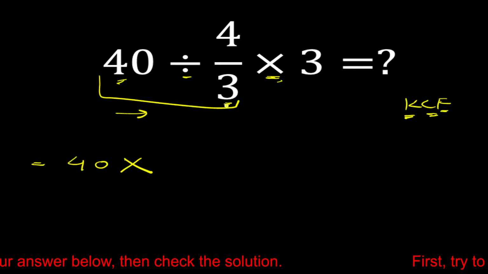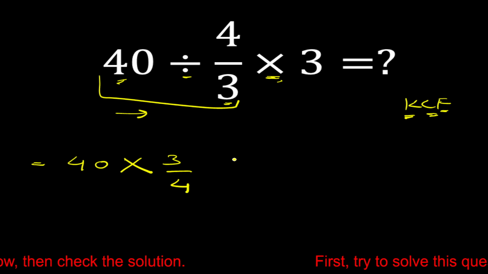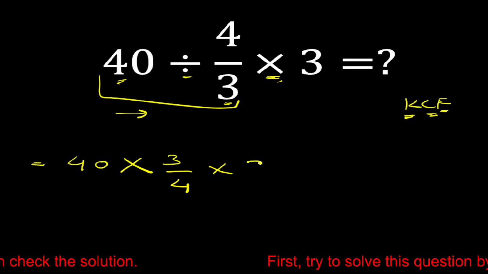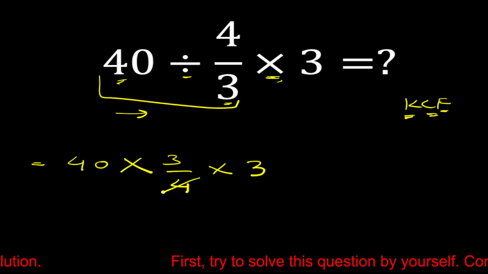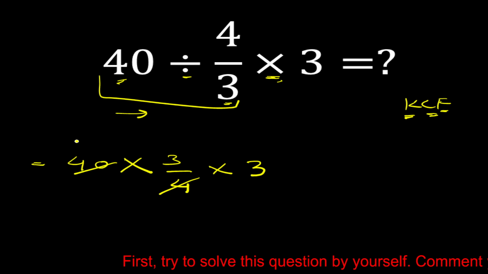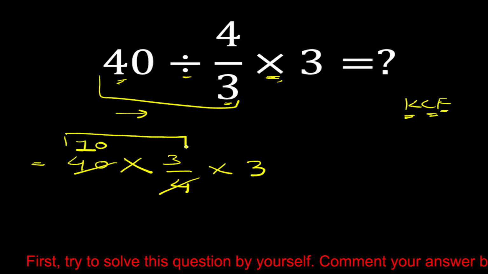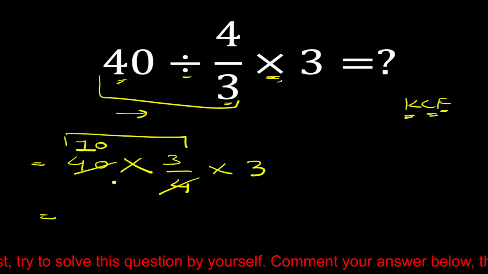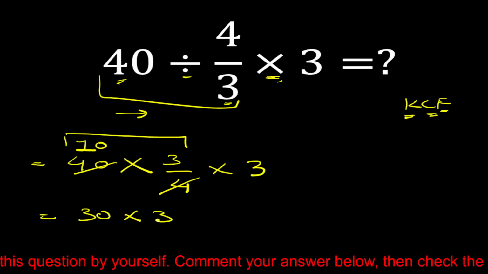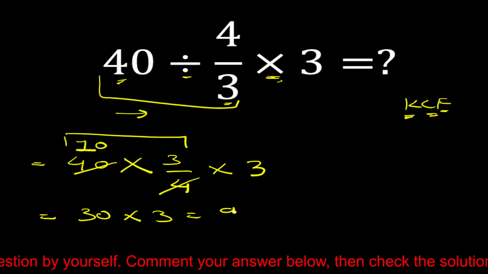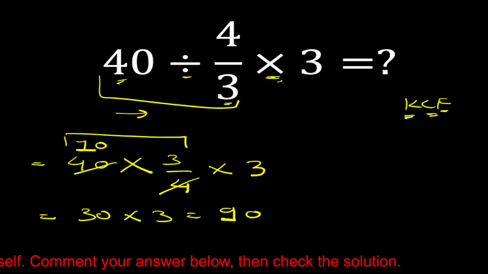4 upon 3 is equal to 3 by 4. Multiply 3. Okay. Now 40 divide 4 is equal to 10. Now 10 multiply 3 is equal to 30. Then 30 multiply 3 is equal to 90. Therefore, the correct answer is 90.